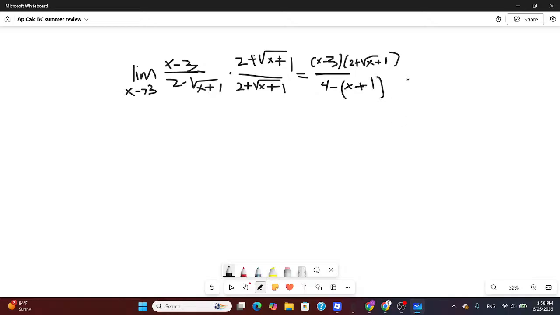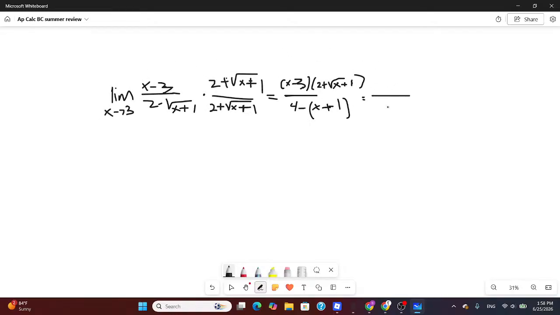Right. And once you get that, you have to simplify the bottom. The bottom becomes 4 minus x minus 1 if you distribute, because there's actually a negative 1 here, right? And the top is the same. I'm not trying to write everything, so I'll just do that.